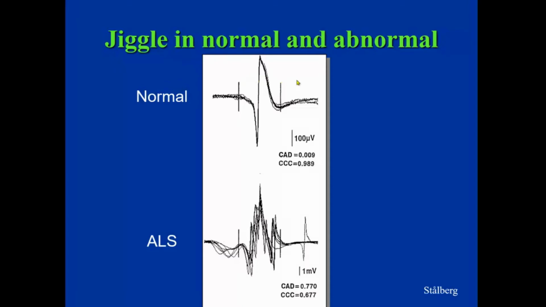This is seen here on the top trace from a normal muscle, and this is from a patient with ALS, where we have great variation in shape due to unstable neuromuscular transmission in the reinnervating motor unit. This we call jiggle.